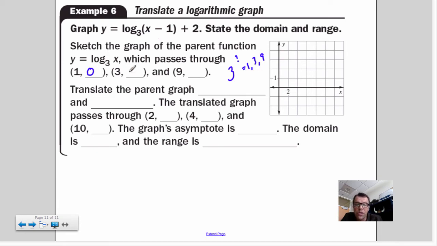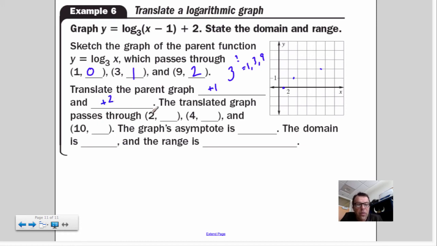And that makes log functions tricky. 3 raised to what power is 3? 1. 3 raised to what power is 9? 2. And now I've got my points. At 1, 0 here, notice the scale of 2. At 3, I'm at 1, and then that's 4, 6, 8, 10, so 9 is 2 here. But what do I have to do to these guys? I have to add 1 to the x values, and I need to add 2 to the y values.